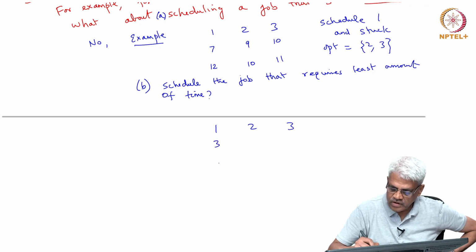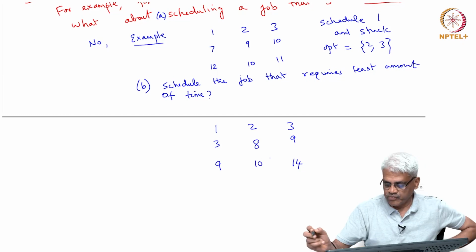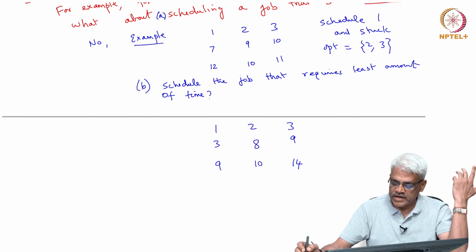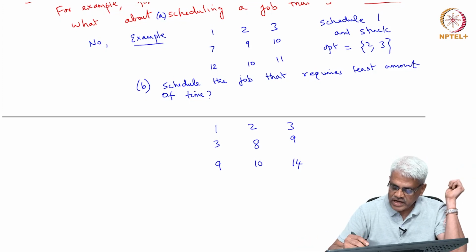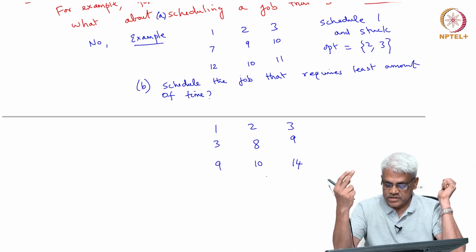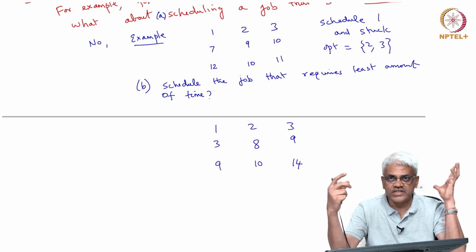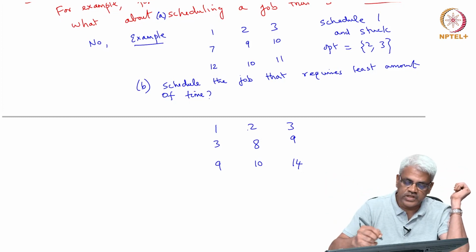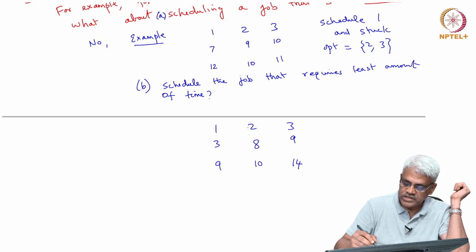Maybe 3, 9, 9, 14, and here is a job which starts at 8 and ends at 10. So the second job takes only 2 hours. The first job takes 6 hours, the third job takes 5 hours. So you will schedule this according to this heuristic, right? According to this heuristic, you're going to schedule this job.